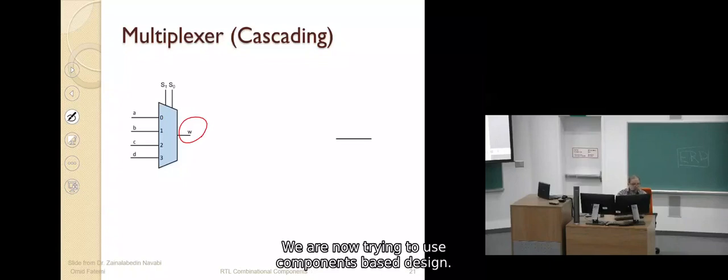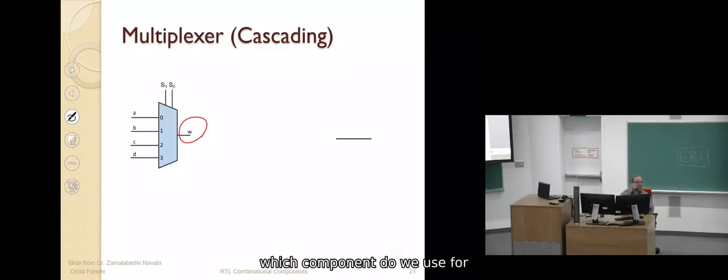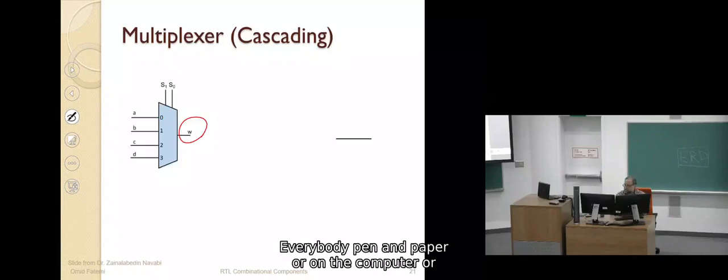We are now trying to use component-based design. So what we would like to do is to use our components. For a 4-to-1 multiplexer, which component do we use? The 2-to-1 multiplexer, of course. So we would use 2-to-1 multiplexers to build this one. How do we do that? Could you think for 1 minute together? You could discuss it. You have a 2-to-1 multiplexer and you would like to build a 4-to-1. Just think 1 minute, everybody, with pen and paper, or on the computer, or in your head. Thinking?